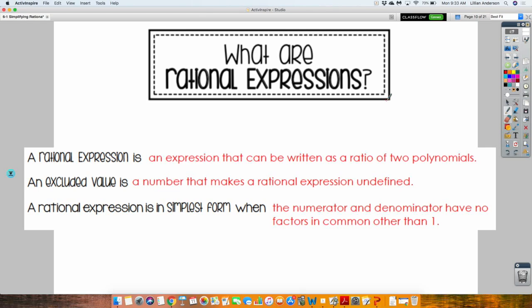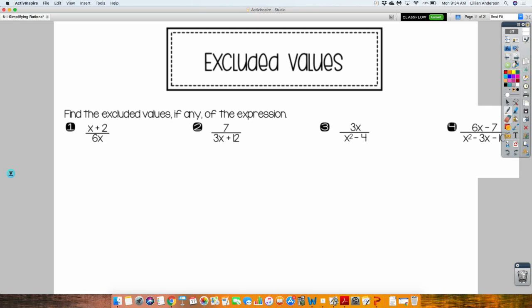And a rational expression is in simplest form when the numerator and the denominator have no factors in common other than 1. Hence why we spent that first little bit reviewing factoring. You're going to need to know how to factor in order to simplify these rational expressions. So let's start at the very basic. Let's make sure that we remember how to find excluded values.